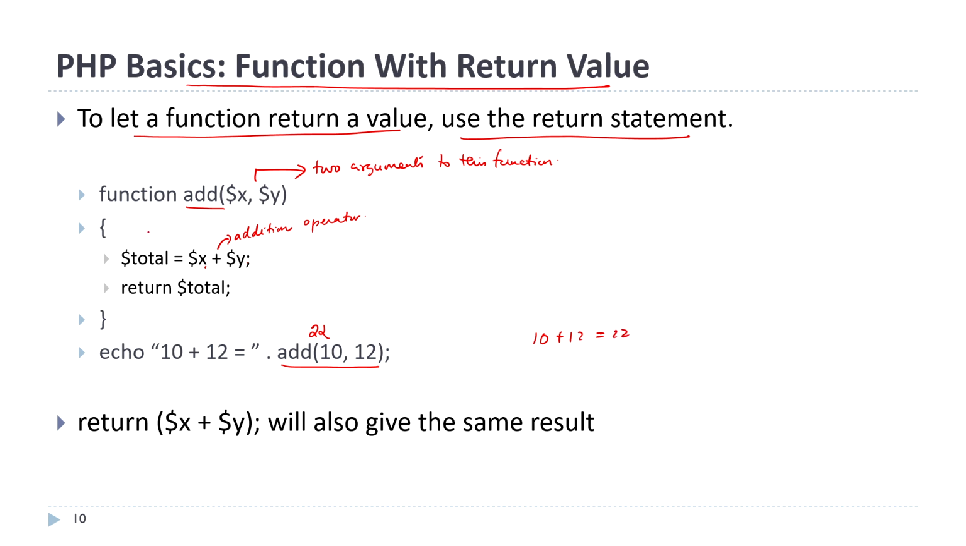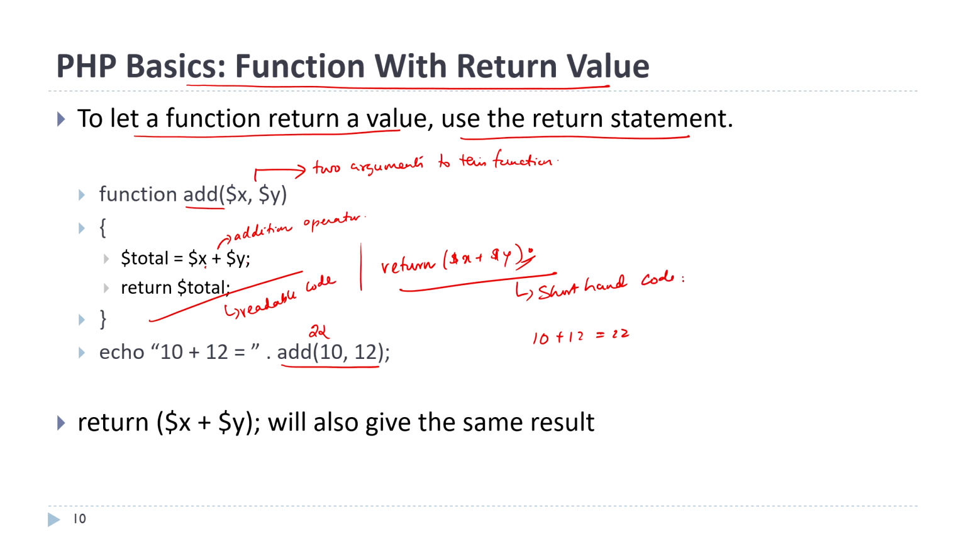Instead of doing all of this, it can also be replaced with return $x plus $y. This is also fine. You can change it into a single line of code and get it done, and that will give you the same result. This is shorthand and readable code. Both of them will end up giving you the same result.